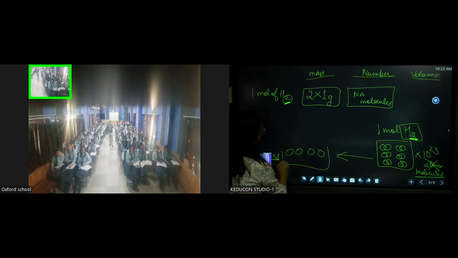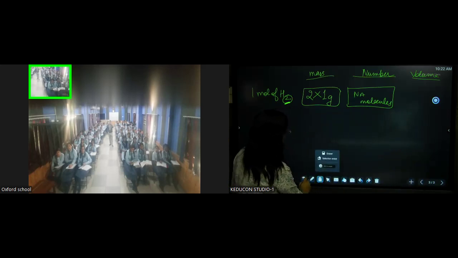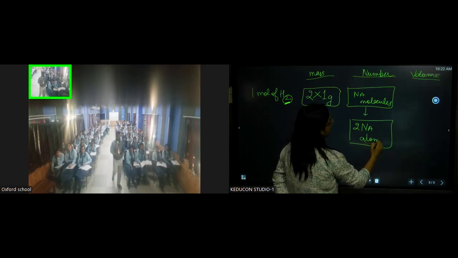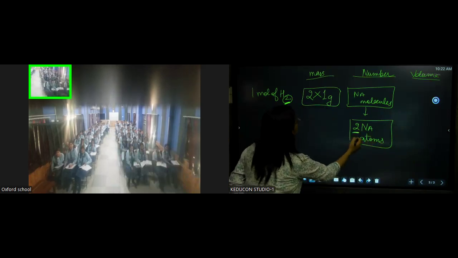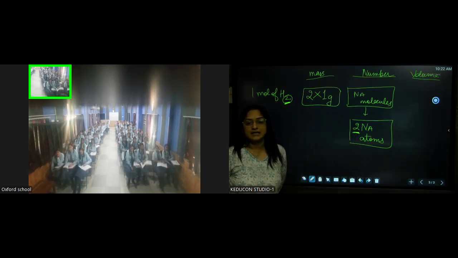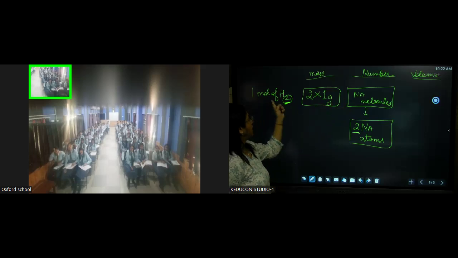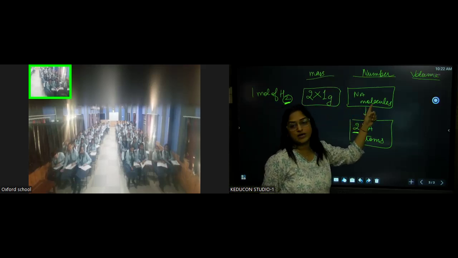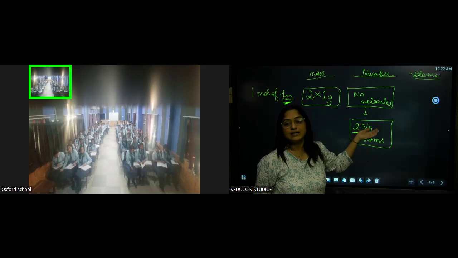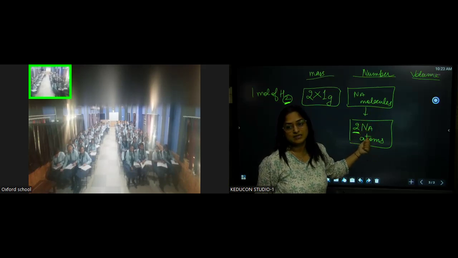So we have written that 1 mole of hydrogen contains Avogadro number of molecules because H2 exists in the form of molecule. But if you are asked to tell it in the form of atoms, this would be 2 into Avogadro number of atoms because atomicity of hydrogen is 2. Got it? Number will remain the same for 1 mole, but if you are asked about molecules, this will be equal to Avogadro number of molecules. And if you have to convert it into atoms, you have to multiply this Avogadro number with its atomicity.